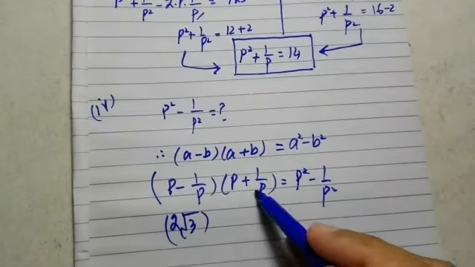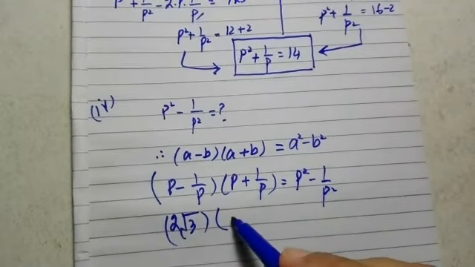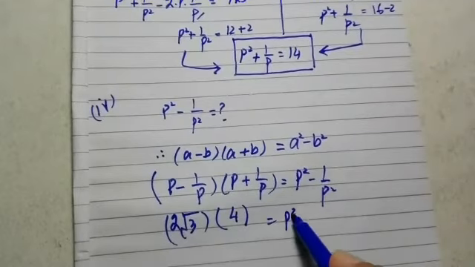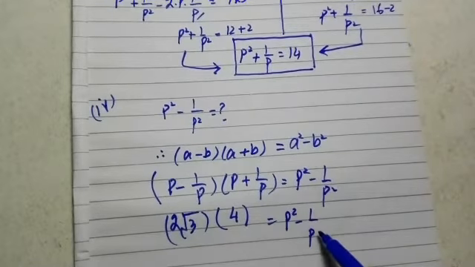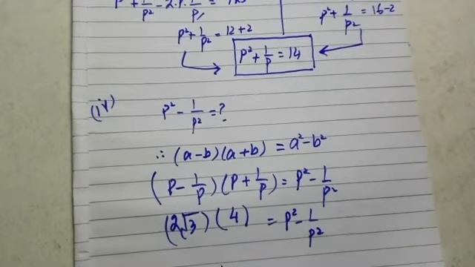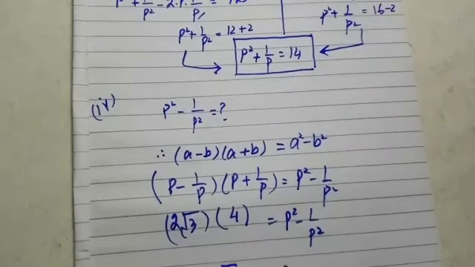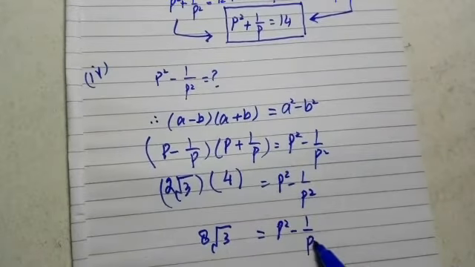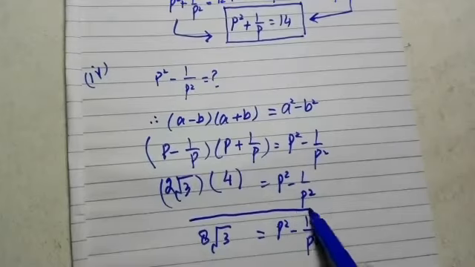And p plus 1 over p is calculated in the very first part of this question. This is calculated as 4. And this is the required thing on the right hand side, which is to be calculated. So simply multiply 4 into 2, it will become 8 times under root 3. And p square minus 1 over p square, this is how you will finish the question.